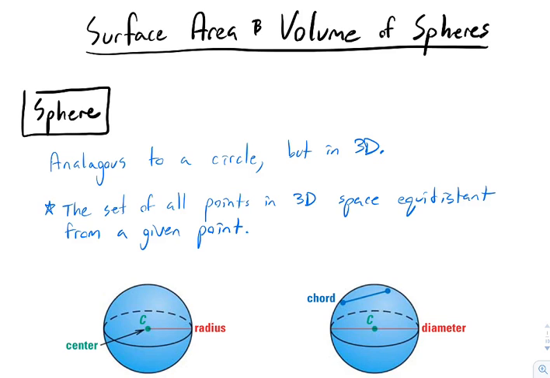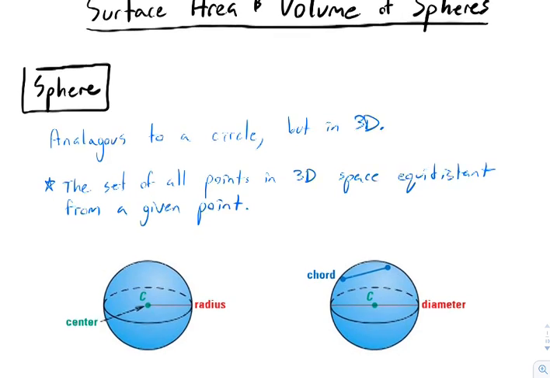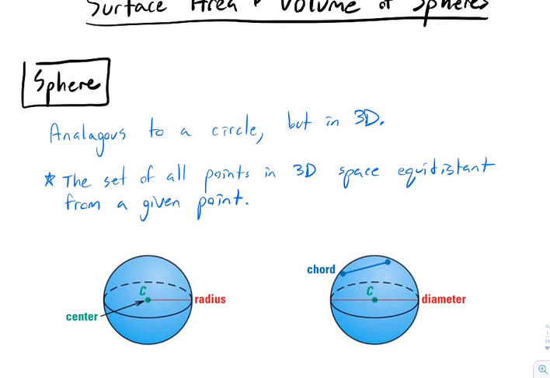All right, today we're talking about spheres. We're talking about specifically the surface area and volume of a sphere. So first of all, a sphere is just analogous to a circle, but it's in 3 dimensions.